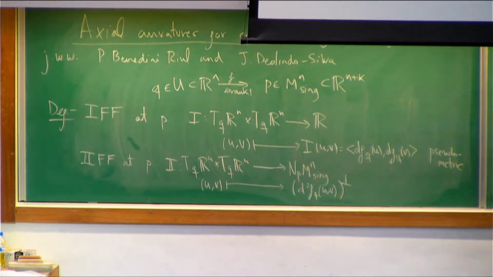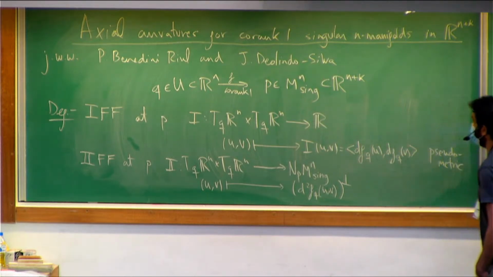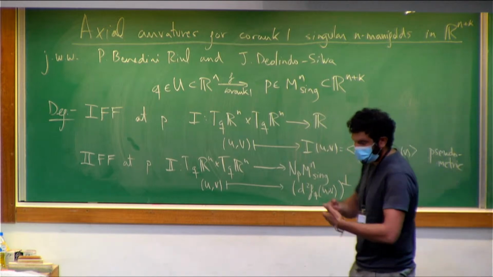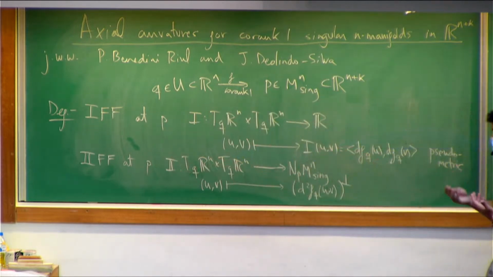I know I only have half an hour, so I had to write down some definitions before. As Bruna said, the title is axial curvatures for singular n-manifolds in R^(n+k). Our goal is to define second-order curvatures, kind of principal curvatures for singular manifolds. Many have been defined for surfaces, but the way in which they were defined depended on certain things that are particular to surfaces. So how to generalize that to other dimensions was not clear at all, and that's what we've managed to do here. This is joint work with Pedro Benedini Riul and with Jorge de Oliveira Silva.